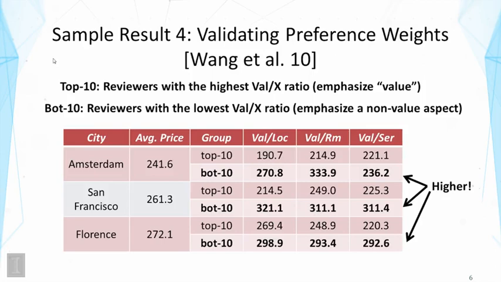And this provides some indirect way of validating the inferred weights. It just means the weights are not random. They are actually meaningful here. And in comparison with the average price in these three cities, you can actually see the top 10 tend to have below average price, whereas the bottom 10, where they care a lot about other things like service or room condition, tend to have hotels that have higher prices than average.